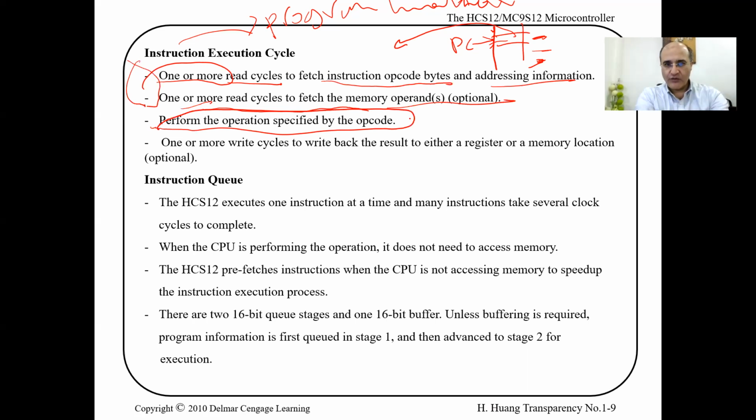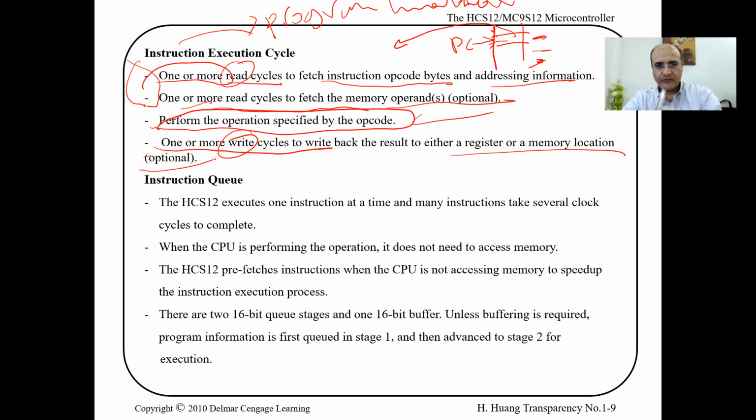Then you perform the operation. Then if the result needs to be stored back in memory, you may take one or more write cycles. So we had read cycles first. Now we have write cycles to write back the results in memory. If you don't, you don't.